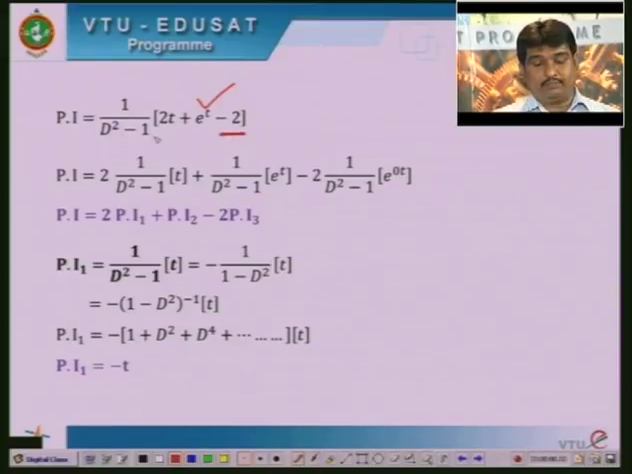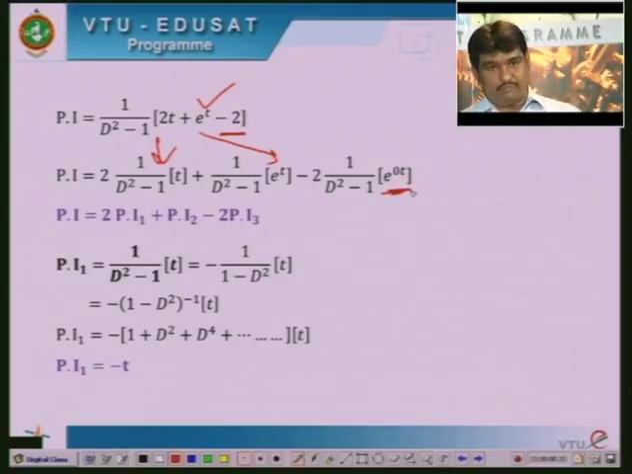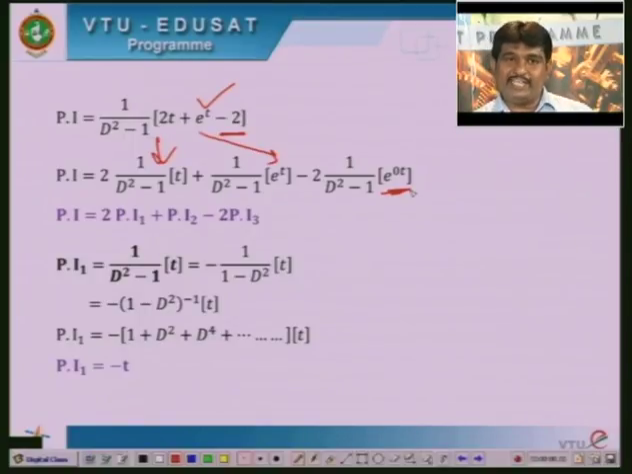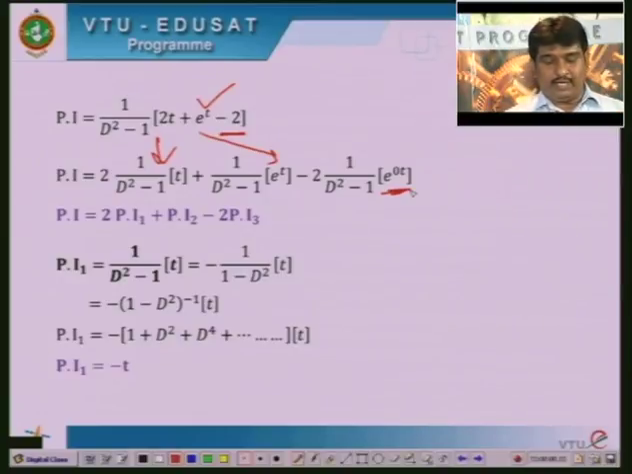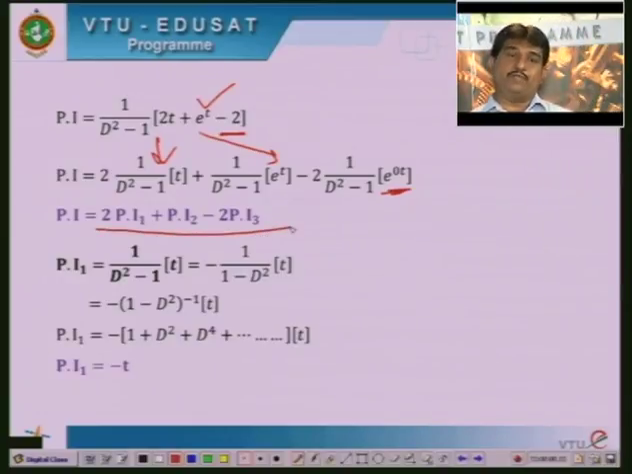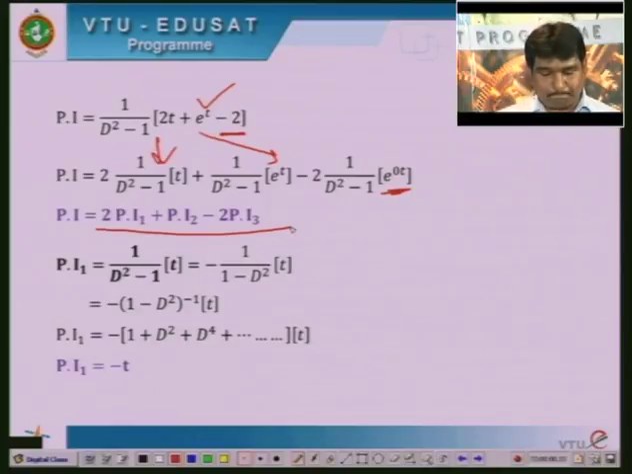So you separate it: 2 times 1 by D square minus 1 operated on t, 1 by D square minus 1 operated on e to the power of t, and minus 2 times 1 by D square minus 1. I can write this as 2 into e to the power of 0t. The first term is polynomial type, type 3, and the next two terms are type 1, which is e to the power of at plus b form. You can write PI as 2 times PI1 plus PI2 minus 2 times PI3. Let me find all these separately.